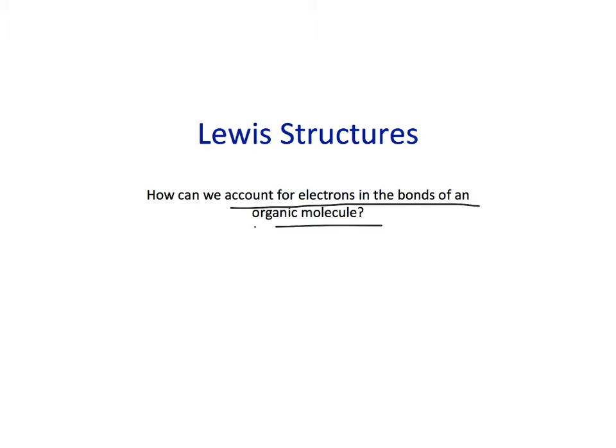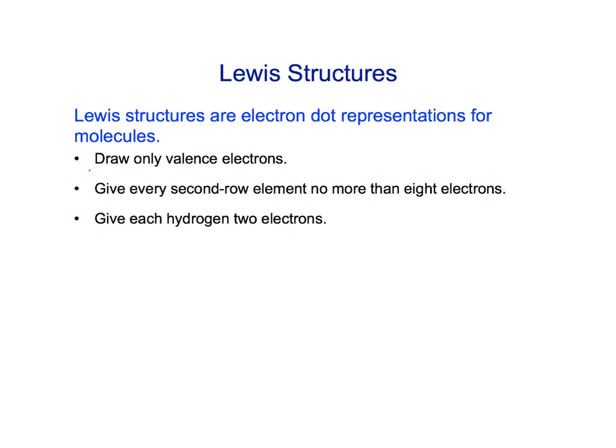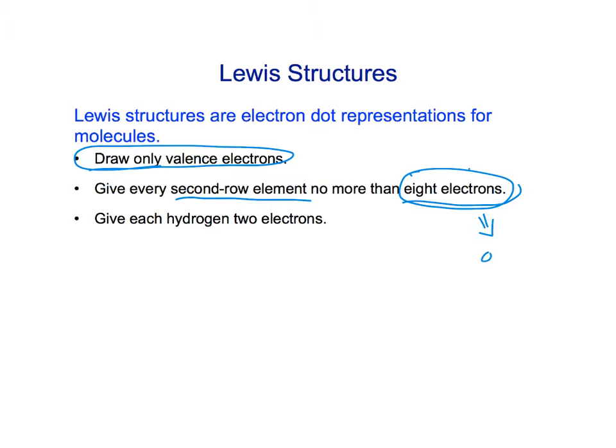So let's look at a couple of rules for Lewis structures. First off, we only look at valence electrons. And so what that means is if we're looking at atoms in the second row of the periodic table, then those atoms should have 8 electrons around them. We refer to this as an octet. And remember, when a second row element has 8 electrons around it, we say it has a noble gas configuration, which makes it more stable. The other atom that's important here is hydrogen, and because hydrogen is in the first row, it can only hold a maximum of 2 electrons.